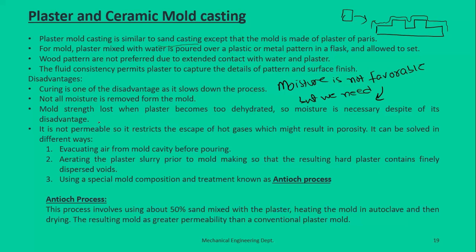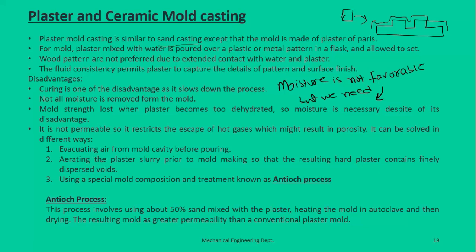One of the disadvantages in plaster mold casting is that it's not permeable, so it restricts the flow of the hot gases outside of the mold cavity, which ends up forming porosity in the final product. To overcome this problem of lack of permeability in the mold material, there are multiple ways. We evacuate air from the mold cavity before pouring. So once we have the mold material in the mold cavity, we create a vacuum, or remove the air from the mold cavity, and pour the material afterwards.